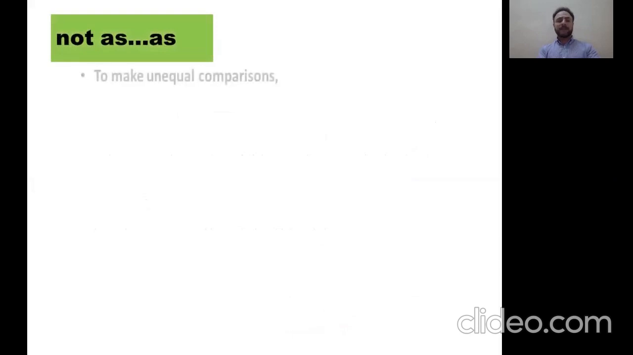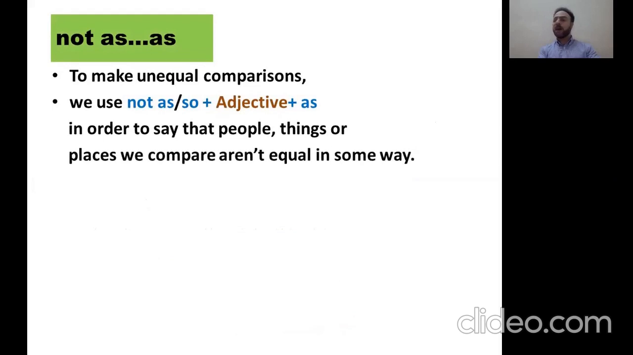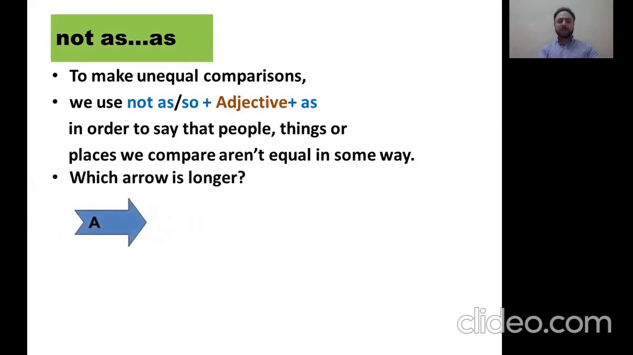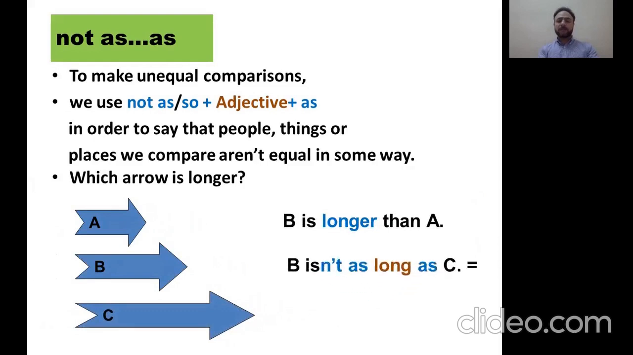Not as...as. To make unequal comparisons, we use not as or not so plus adjective plus as in order to say that people, things, or places we compare aren't equal in some way. Which line is longer? A, B, or C? B is longer than A. B isn't as long as C. C is longer than B.